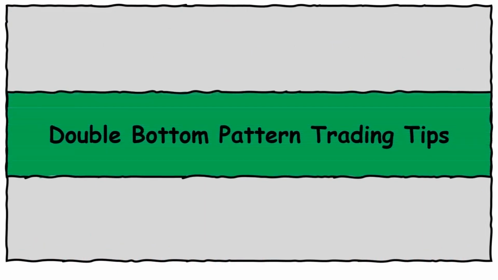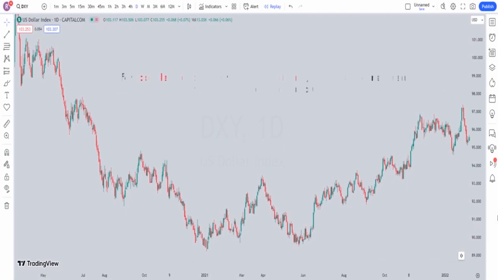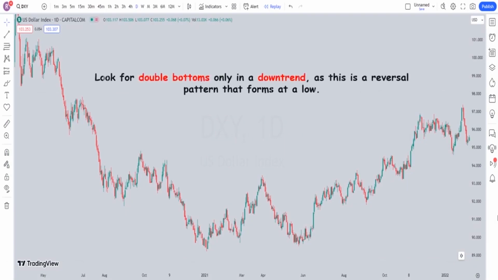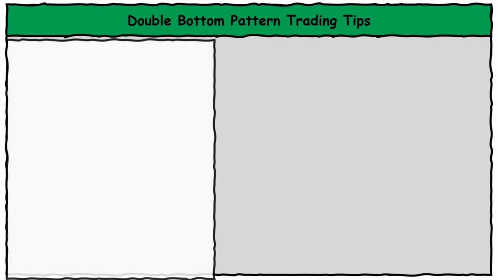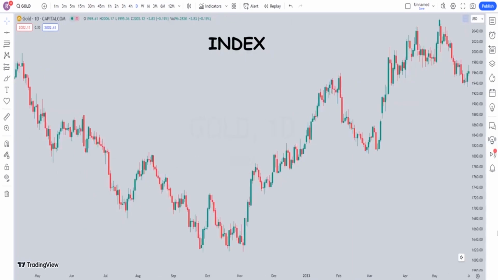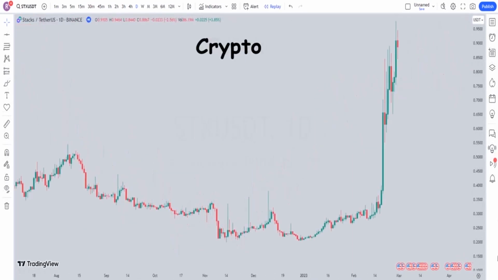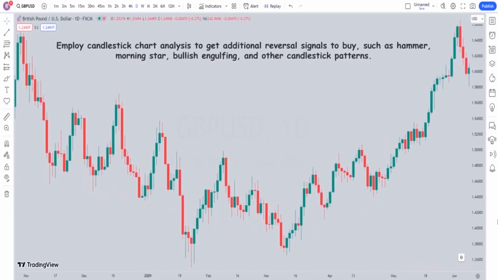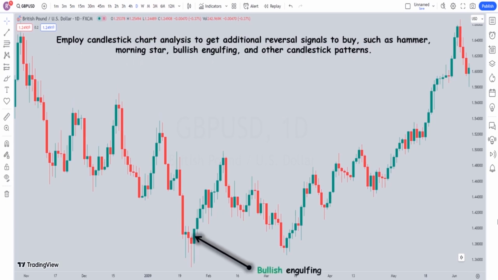Double bottom pattern trading tips. 1. Look for double bottoms only in a downtrend, as this is a reversal pattern that forms at a low. 2. Double bottom patterns can be detected in any type of market. 3. Employ candlestick chart analysis to get additional reversal signals to buy, such as hammer, morning star, bullish engulfing, and other candlestick patterns.